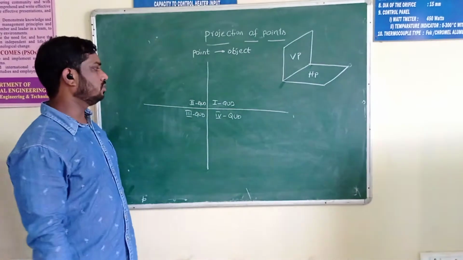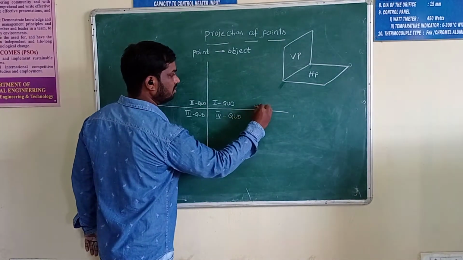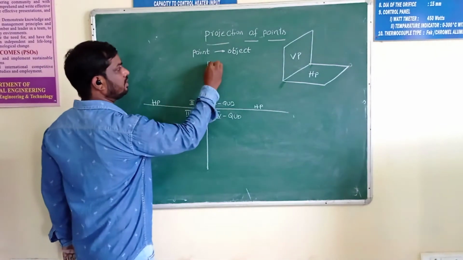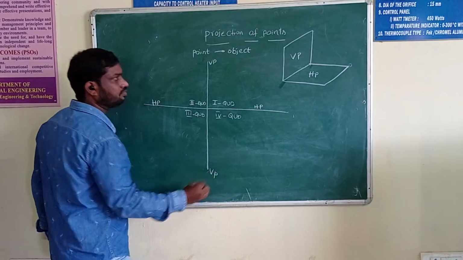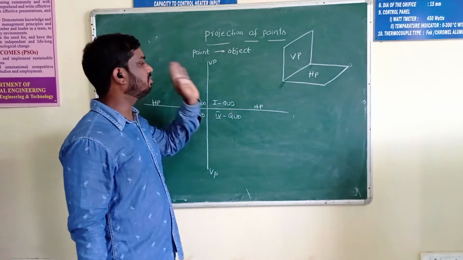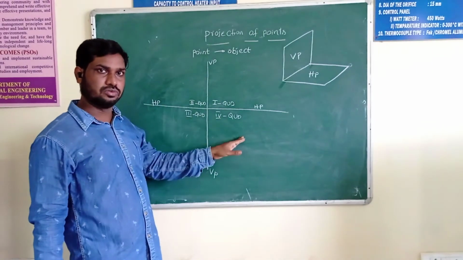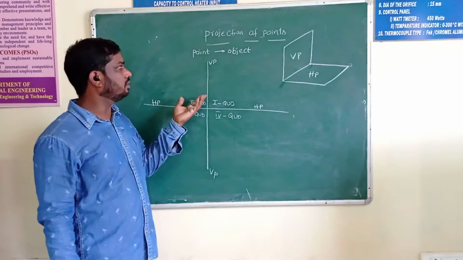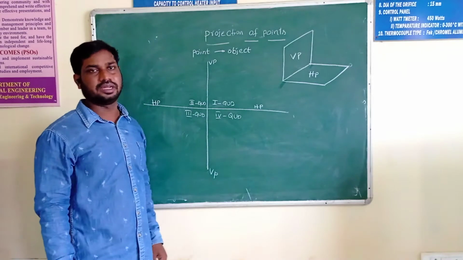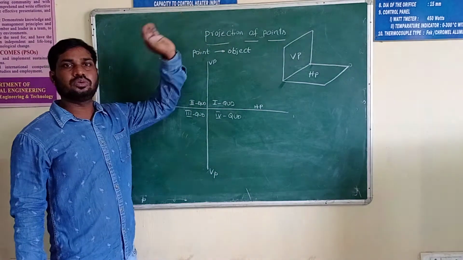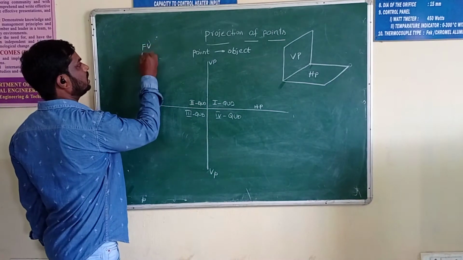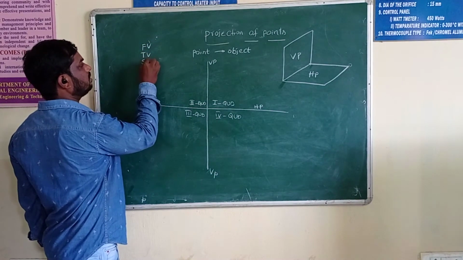This is with reference to the quadrant. This entire line is the horizontal plane, and this entire line is the vertical plane. So if the object is placed in the first, second, third or fourth quadrant, then only are you going to decide the position of the object. In this we want to draw the views of the object: one is the front view, another is the top view, another is the side view.